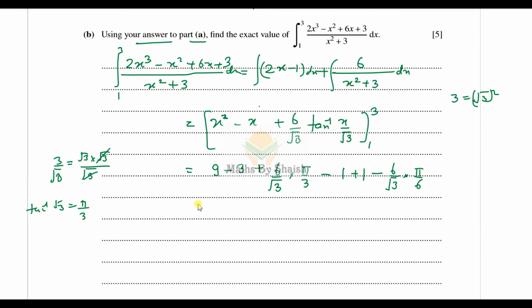So now these two got cancelled, 9 minus 3 is 6, plus we'll simplify these two, 6 by root 3 common, and pi by 3 minus pi by 6 is pi by 6, and hence the last answer will be 6 plus 6 cancel, pi over root 3. That is the exact answer. We don't have to simplify pi by root 3 because we require the answer as the exact value. So I hope it is clear. So let's do the next question.